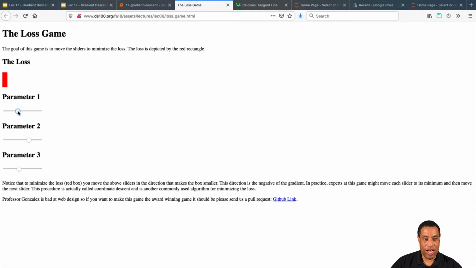All right, so as I move parameter 1, we can see it changes the loss, right? And so here the loss is greater when I'm to the right, and if I move it all the way over to the left, it's not quite 0. So we can see that there's a low point as we move it. And so if I move it to right about there, it looks like it's the lowest point.